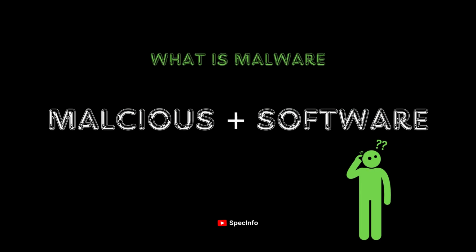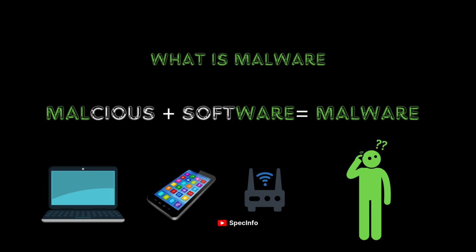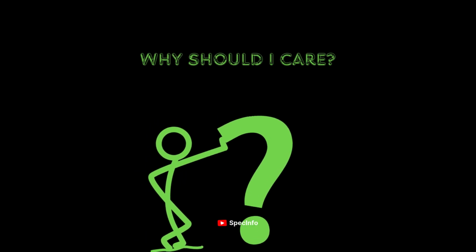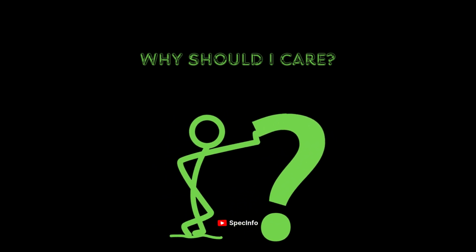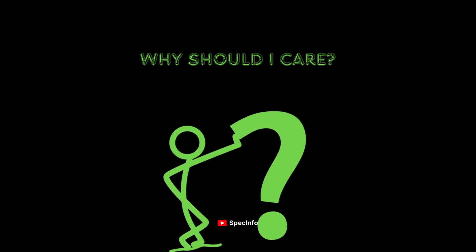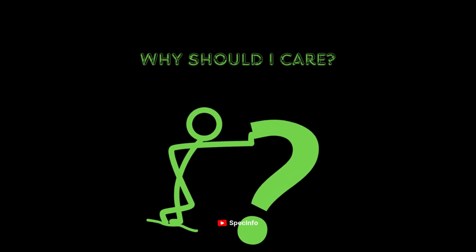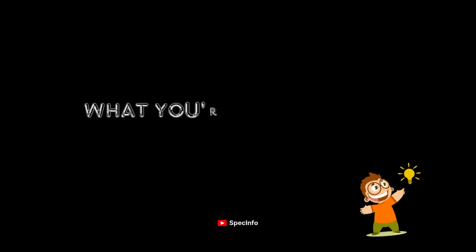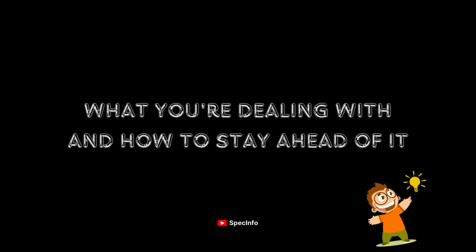In simple terms, malware is any software specifically designed to cause harm to your computer, smartphone, or network. It's a broad category that includes viruses, worms, ransomware, and more. You might think, why should I care? Well, malware doesn't just slow down your systems, it can steal your data too, compromise your identity, and in extreme cases, it can completely destroy your files. That's why it's crucial to understand what you are dealing with and how to stay ahead of it.